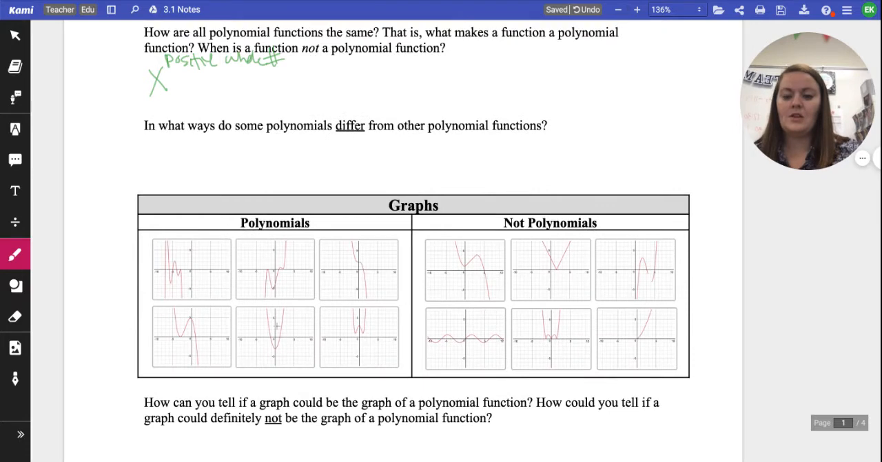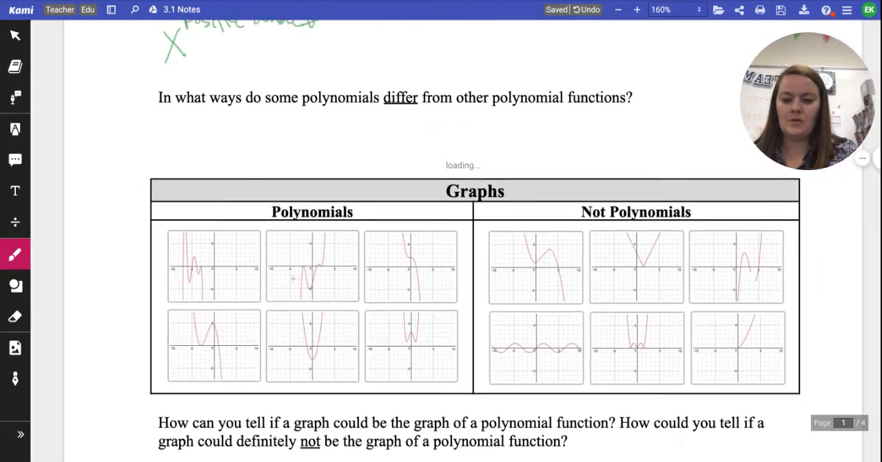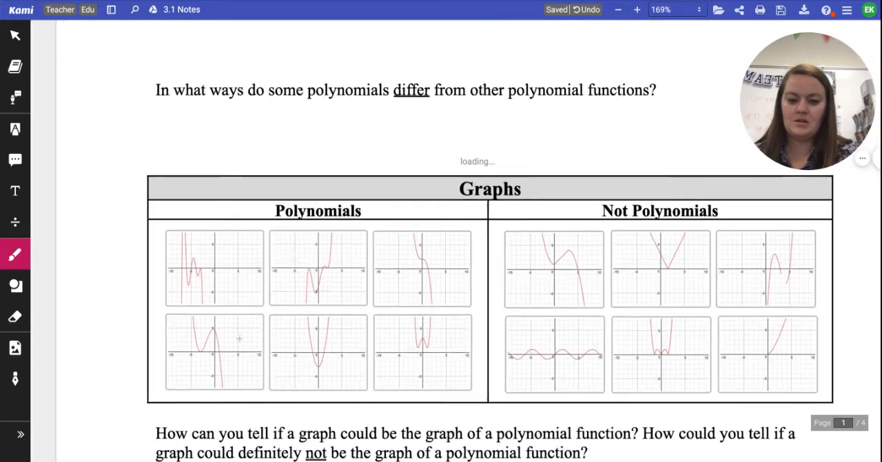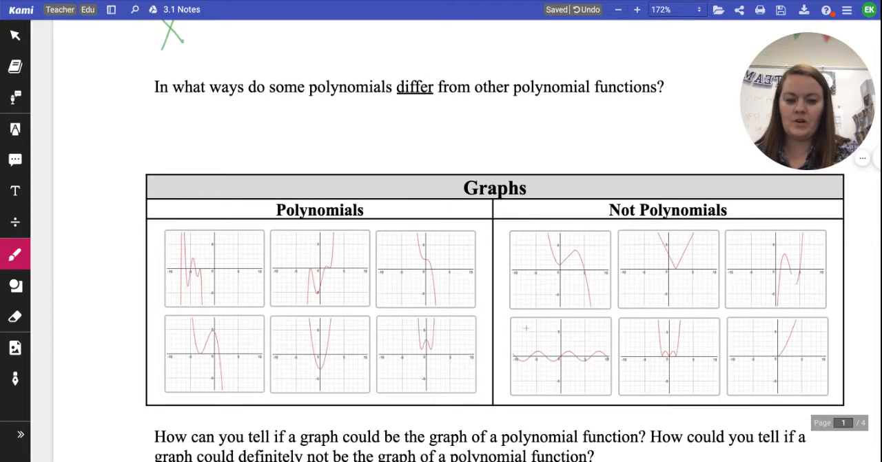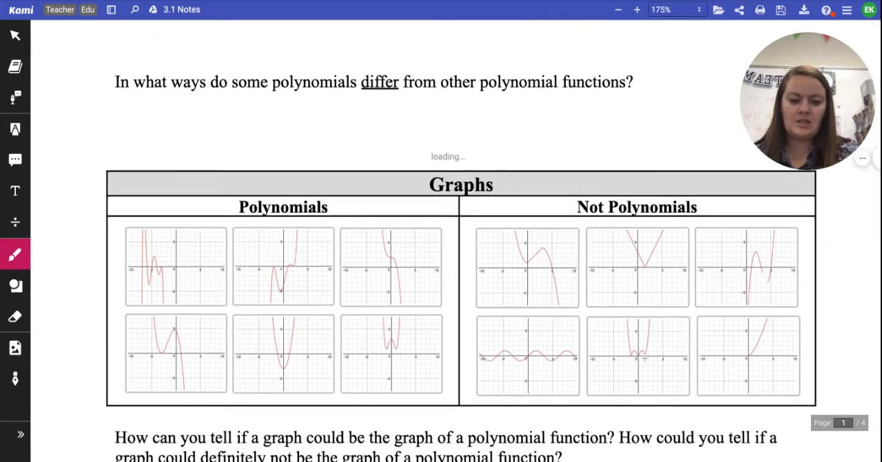Okay, let's look at the graphs. How do the graphs compare? Yeah, a lot of cool squiggly lines going on. They all seem to be going on forever. Okay, these things are not polynomials. Okay, this one just goes back and forth between two numbers. This looks pretty similar. Why is that not polynomial?